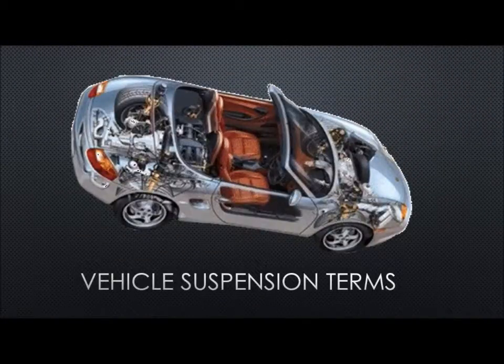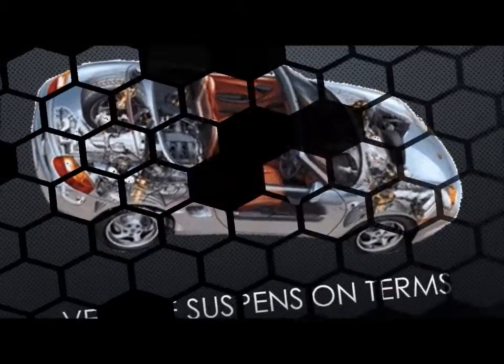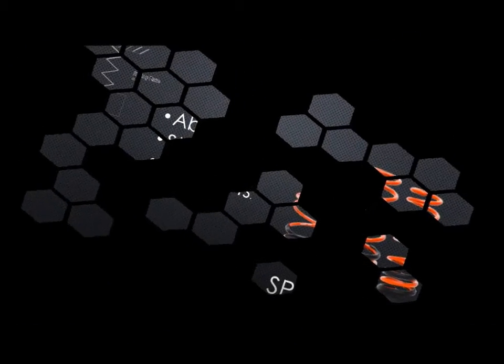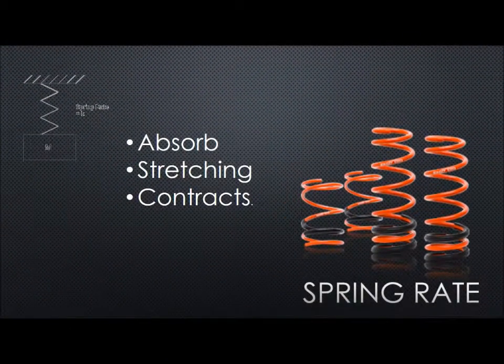Vehicle suspension terms. The spring rate is a component that contracts and stretches in order to absorb the sudden movements of a truck. In a more specific definition, it's a component in setting the vehicle's right weight or its location in the suspension stroke.